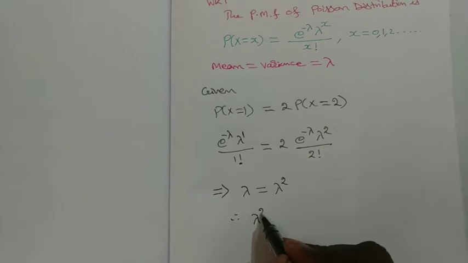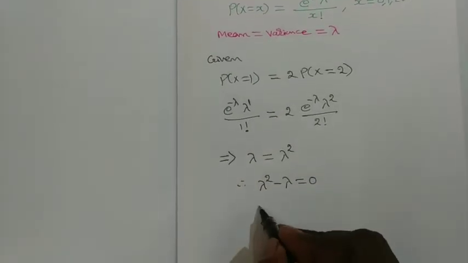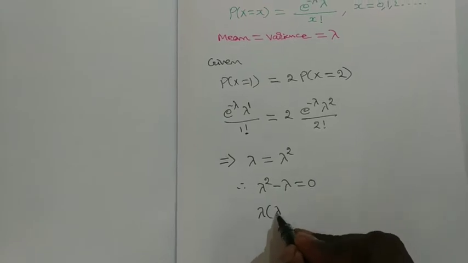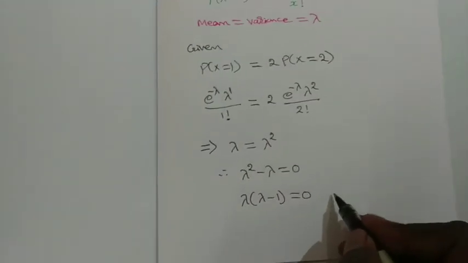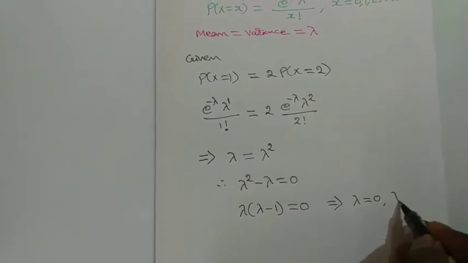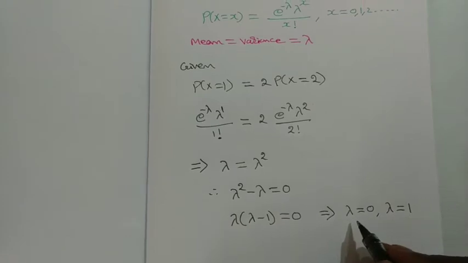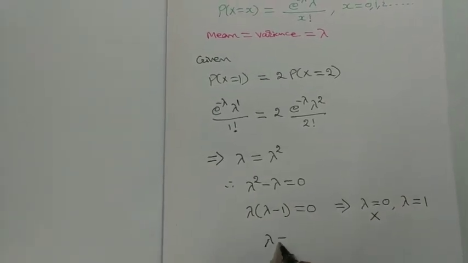Therefore, λ² − λ = 0. Take λ outside, so λ(λ − 1) = 0, which implies that λ = 0 and λ = 1. But λ = 0 is not possible. Therefore, the value of λ is 1.